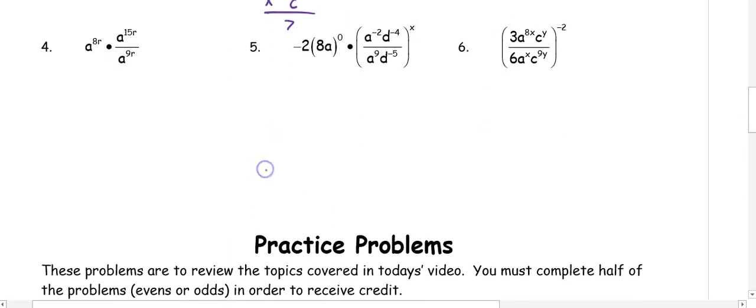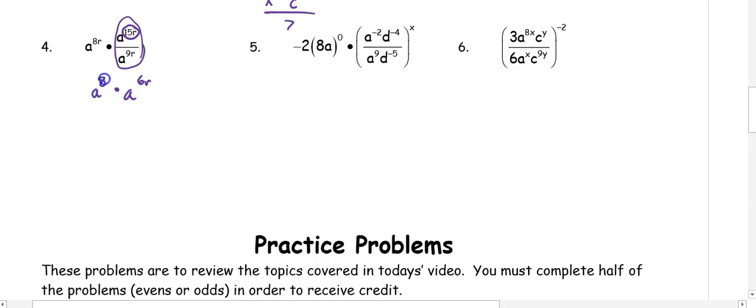Number 4, I have a to the 8r times the quotient of a to the 15r over a to the 9r. So first what I'm going to do is get rid of this quotient by subtracting my exponents, and 15r is the larger exponent, so it's going to end up in the numerator. So 15r minus 9r gets us a to the 6r.